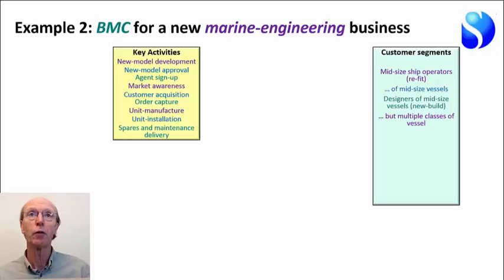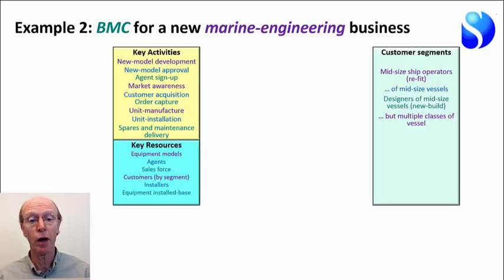Key resources here, well, the models of equipment that you've got are one set of resources. The agents that you have, the sales force you employ, the different customers split out by segments, the installers you have relationships with, and lastly, the equipment that is already installed in ships.